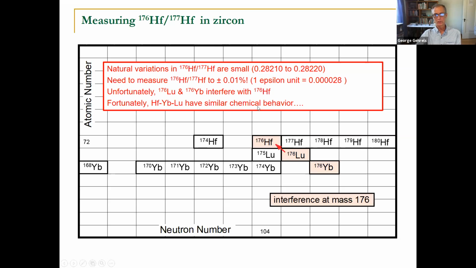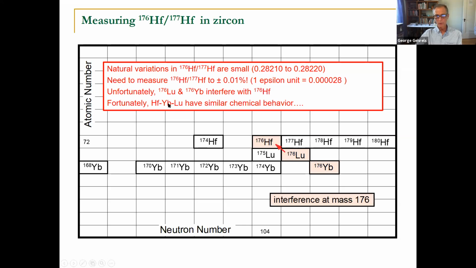That's 1 epsilon unit. And the challenge is that if it were just 176 hafnium to 177 hafnium, that would be pretty simple. But the problem is that your mass spectrometer measures 176, and that's a mix of hafnium, lutetium, and ytterbium. And then it measures 177, which is only hafnium. So somehow we need to figure out how to subtract out lutetium and ytterbium and end up just with that hafnium-176. We call these interferences. Lutetium and ytterbium interfere with the hafnium-176.